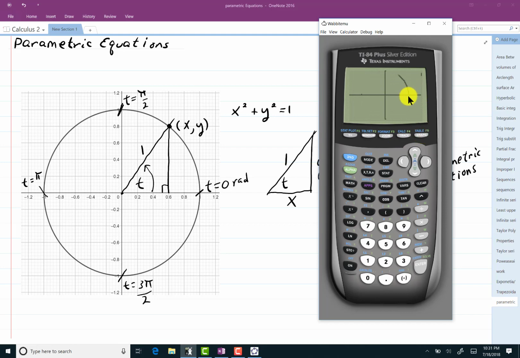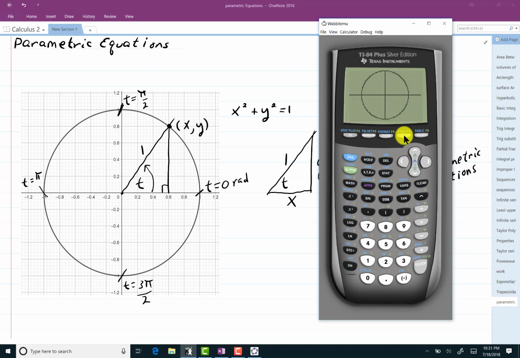It's starting at 0. Here it goes. There it gets to pi over 2. Keep going. Here it comes down to pi. Now it's coming down. 5 pi over 4. 3 pi over 2. Coming back up to 2 pi. And it stops there because that's where I told it to stop.